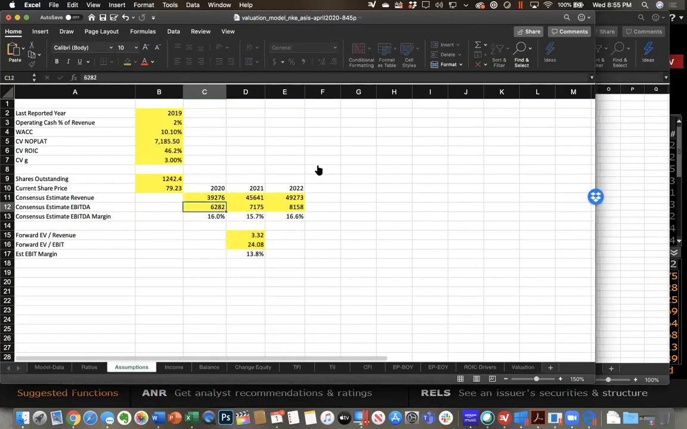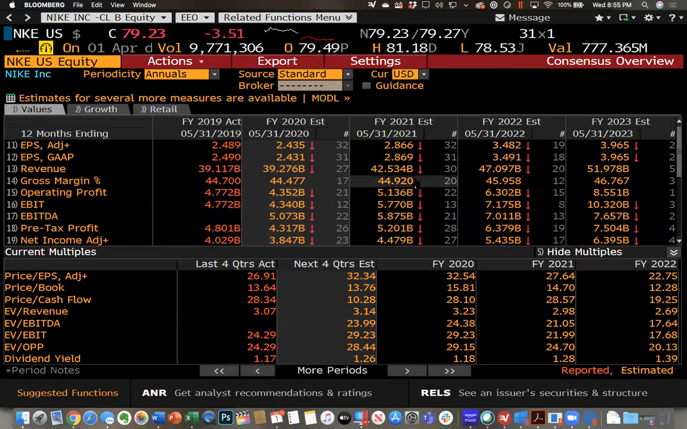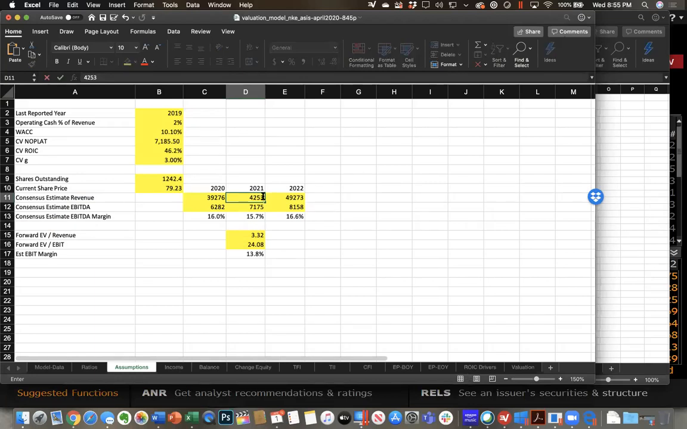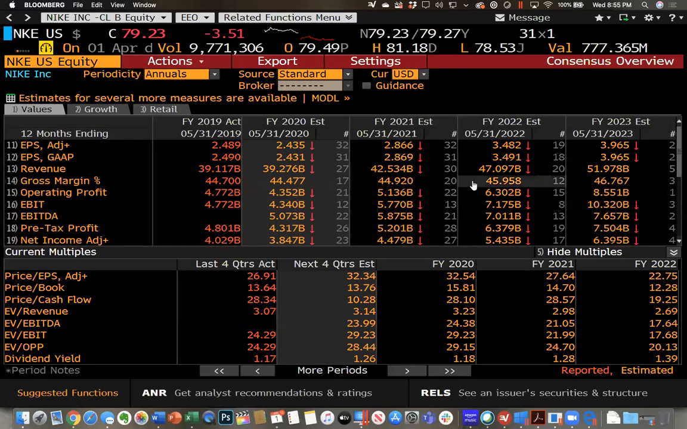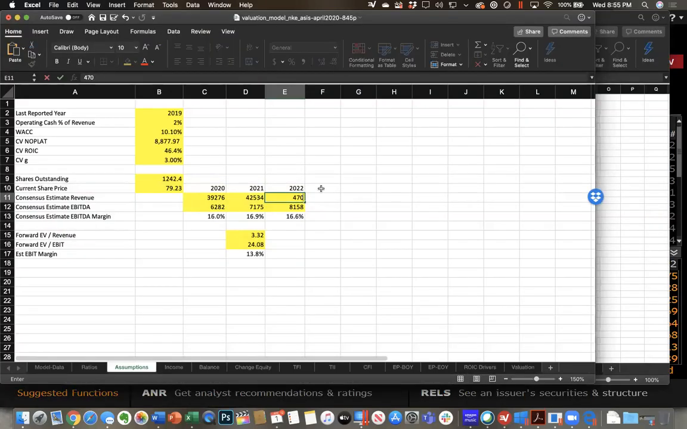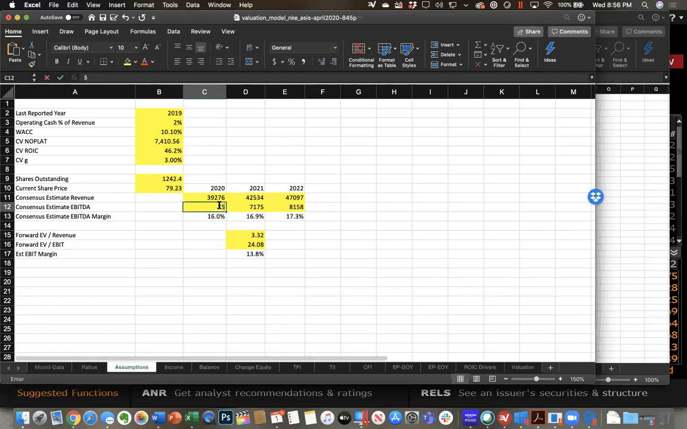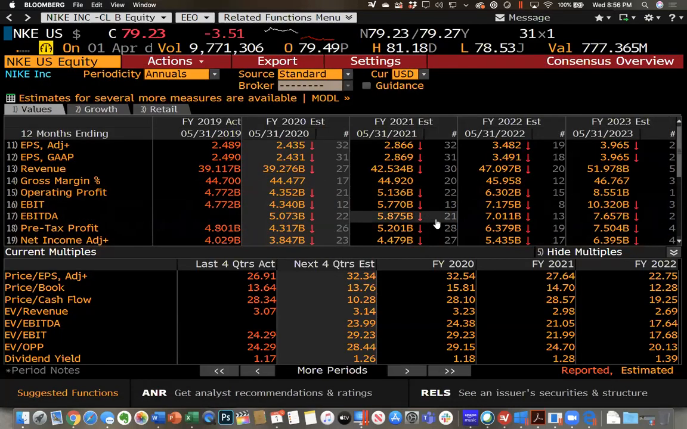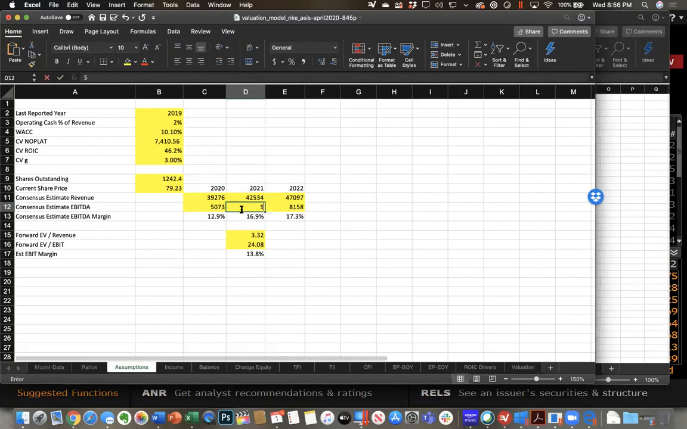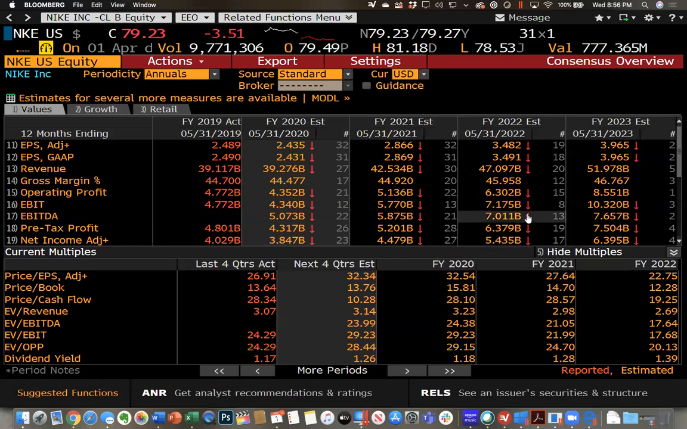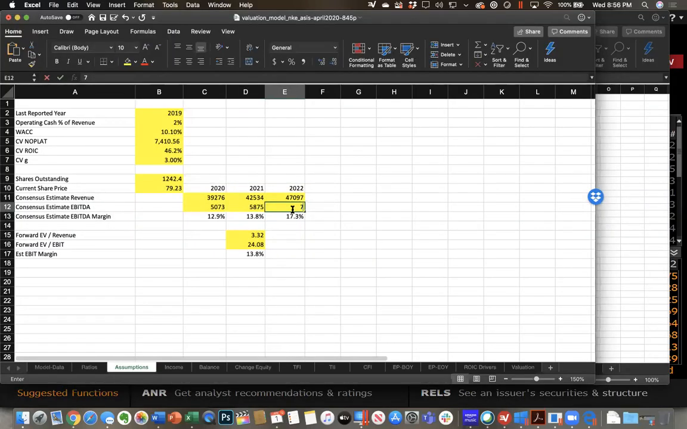Remember, they closed a bunch of Nike stores. For 2021, revenue is now 42,534. For 2022, revenue is expected to be 47,097. So you can clearly see the effect of the recession, depression, whatever you want to call it, on Nike, because the revenue forecasts have come down dramatically, even for this year, since November. EBITDA, 5073, came down by $1 billion. 5875. And 711. So you can see the EBIT margins have been coming down.